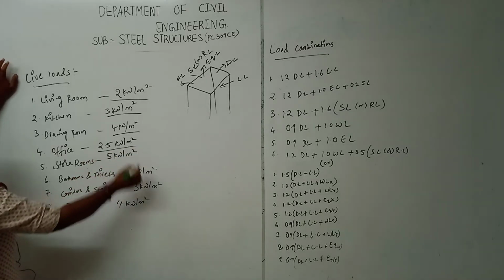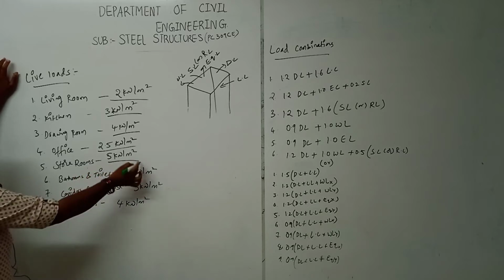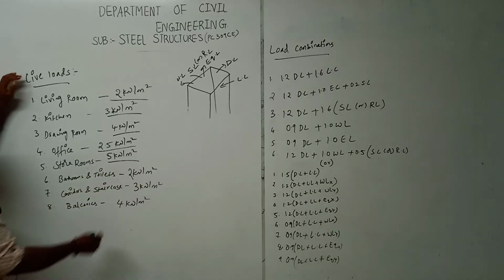Next one, office: there you will have 2.5 kilonewton per meter square. For storerooms you will have 5 kilonewton per meter square.